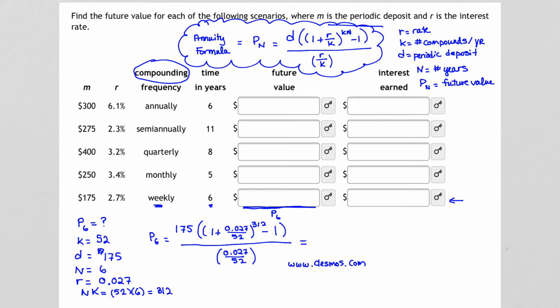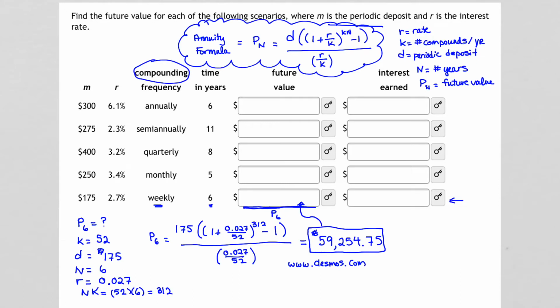I get our future amount as being $59,254.75. Now, whether you use Desmos or your own calculator, we should all get the same future value. And so that's what would fill in this first box right here. To get it, we used our annuity formula, calculating for the future amount.